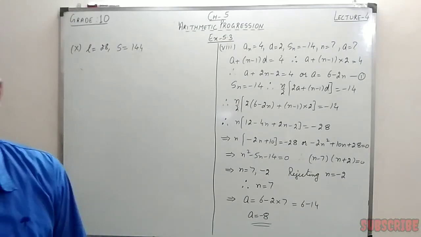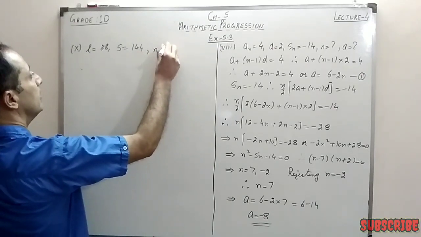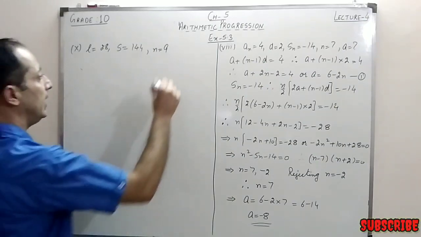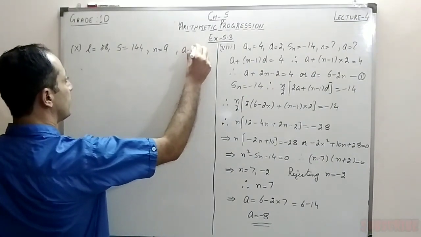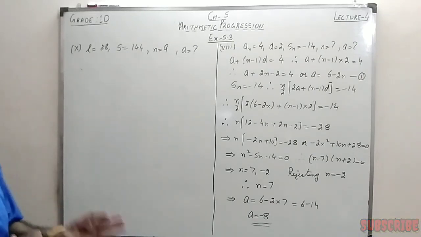Now it's given that total number of terms are 9. It means n is given to me as 9. Now what is the next thing? I have to find the first term. I have to find a here. So now how I can proceed? It's a very simple question. You can directly do it.